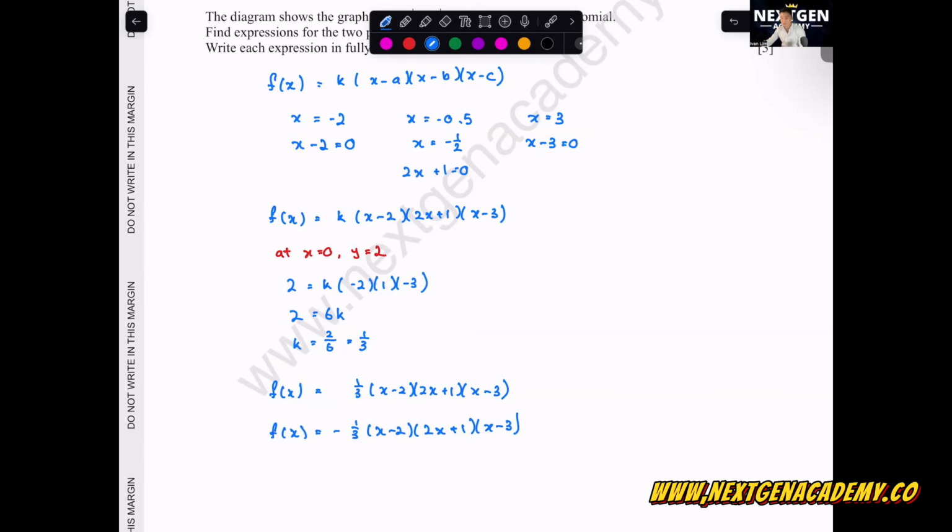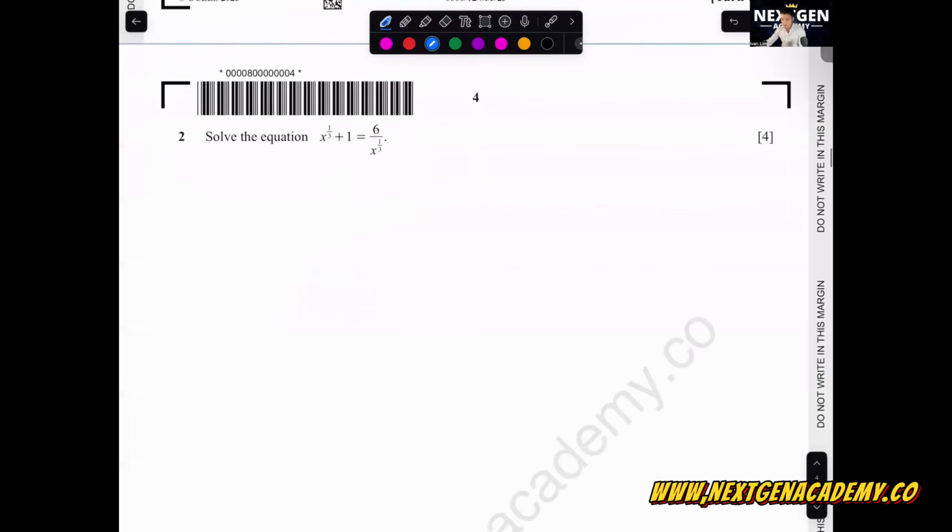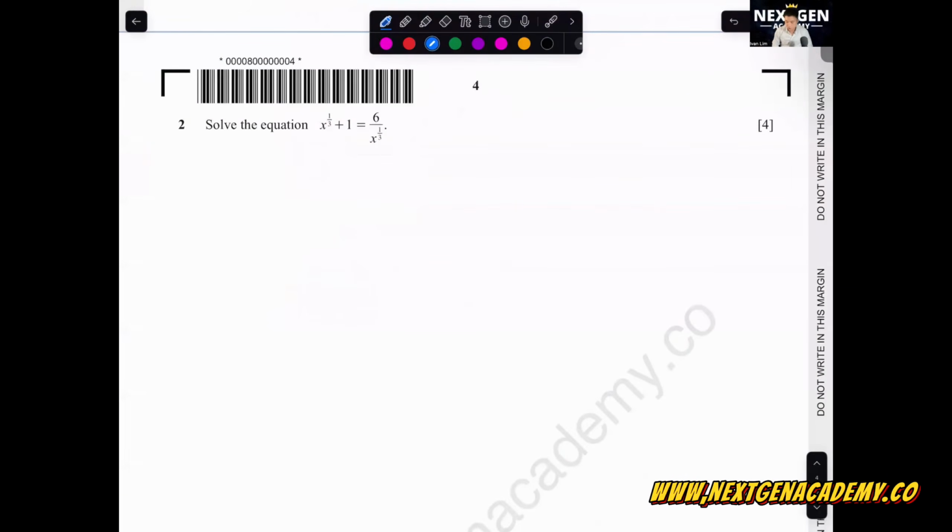Okay, let's go to number 2. Solve the equation: x to the power 1 over 3 plus 1 equals 6 over x to the power 1 over 3. Do you all recognize this form already? One term on top, one term at the bottom. This is a complex quadratic equation. We categorize this as a complex quadratic equation: one term on top, one term at the bottom, and then a constant.